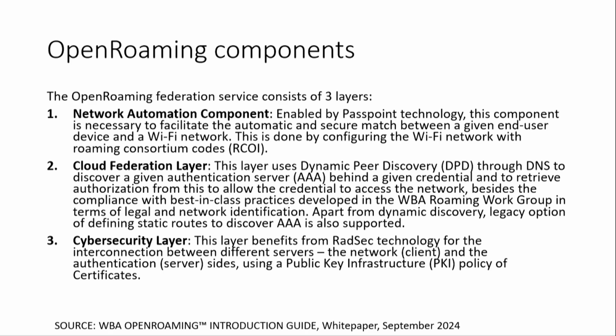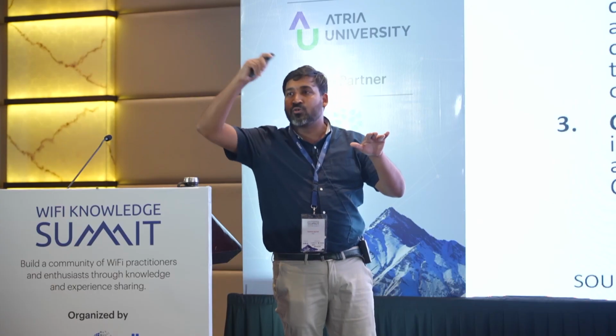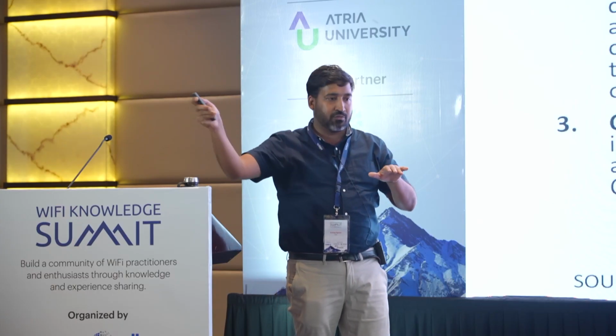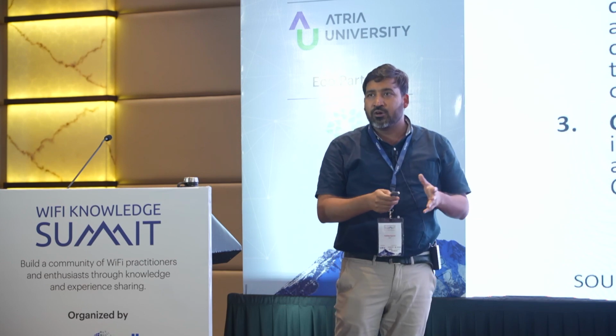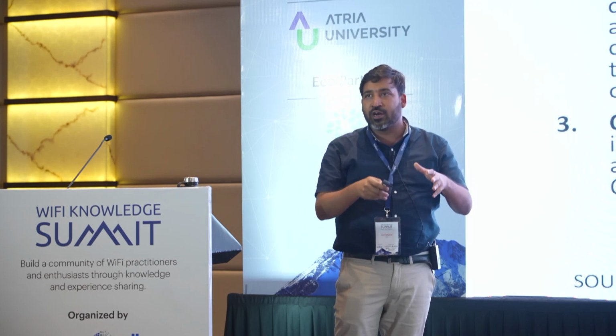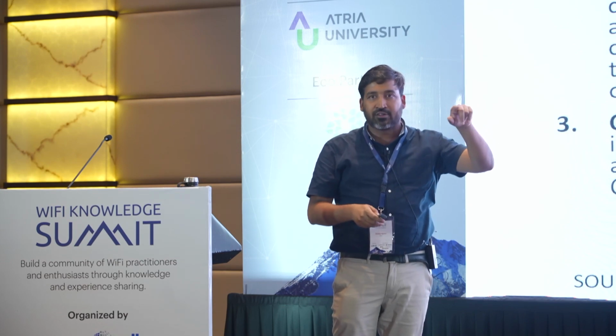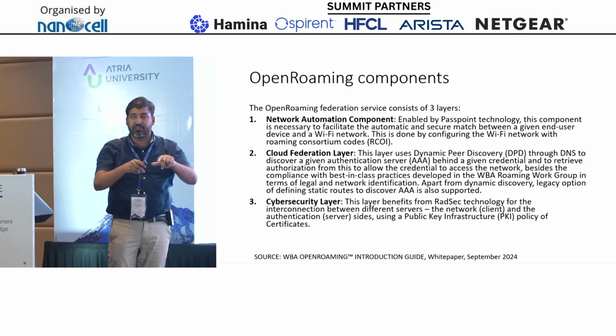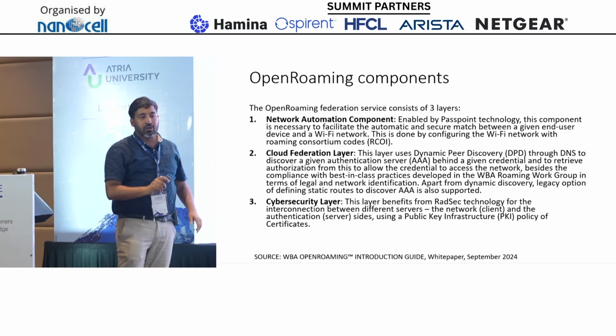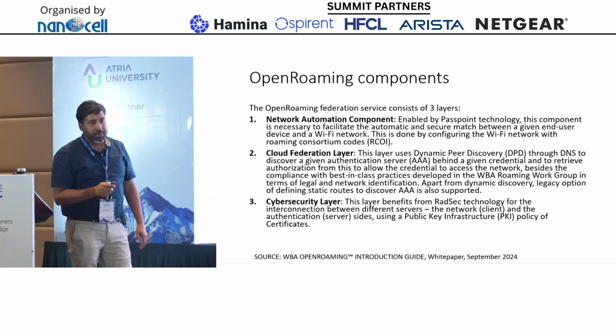That means when a user connects to an access network provider, the access network will be able to identify where the identity provider's authentication server is kept, and it will be able to authenticate with that particular server. Now you really don't need static routing in your database saying that, okay, if this guy has come, then I have to go there, or if this guy has come, I have to go there. That can be done using your DPD.